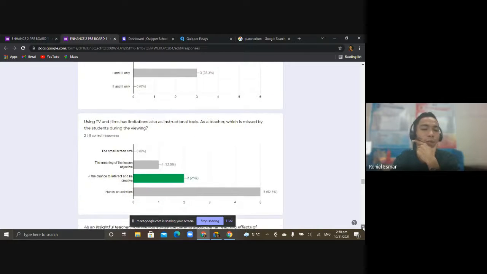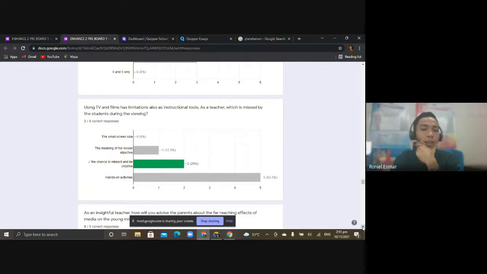Next item, using TV and films has limitations also as instructional tools. Of course, you should know that. As a teacher, which is missed by the students during the viewing? Is it number one, the small screen size? What if the television is big? Is this still something they missed? So option number one doesn't make sense.